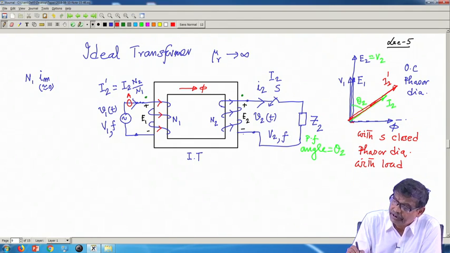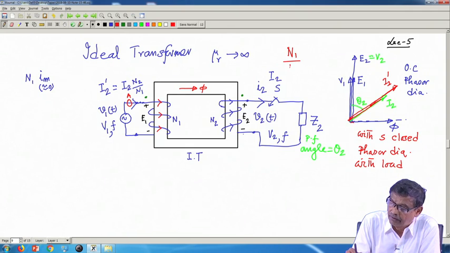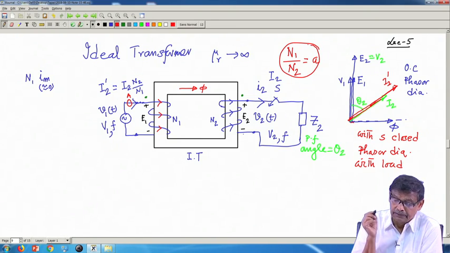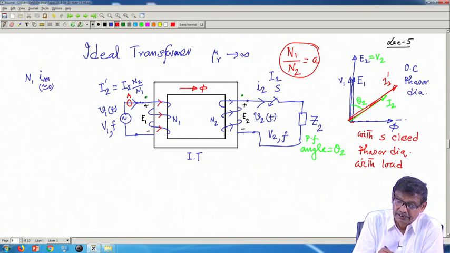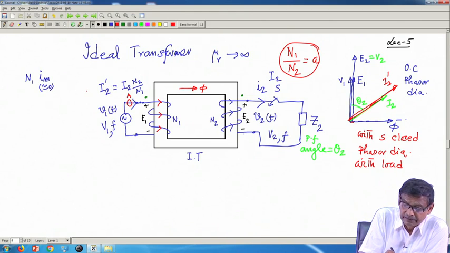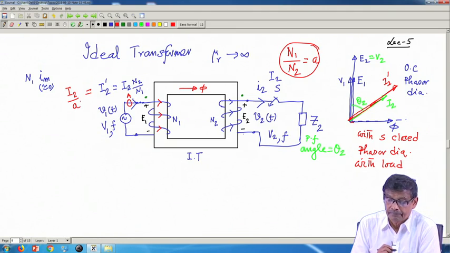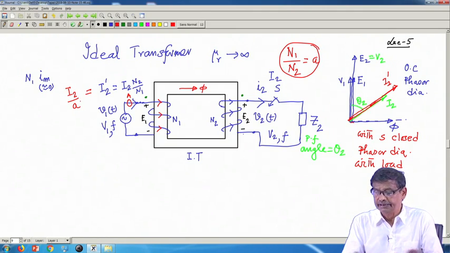Now, we also define one thing: N1 by N2, henceforth I will call that the turns ratio. I will denote it by the small letter a. Therefore, this I2 dashed is nothing but I2 by a.